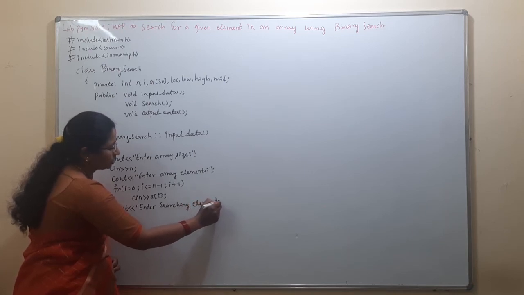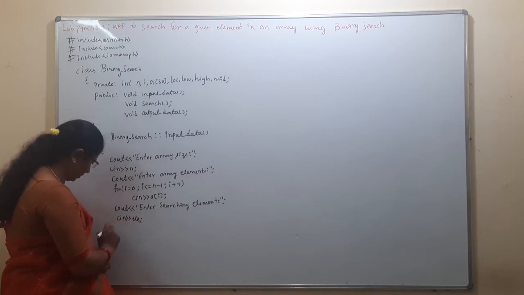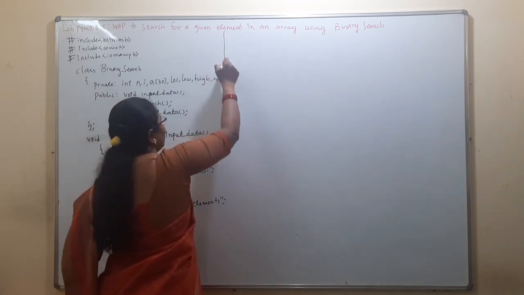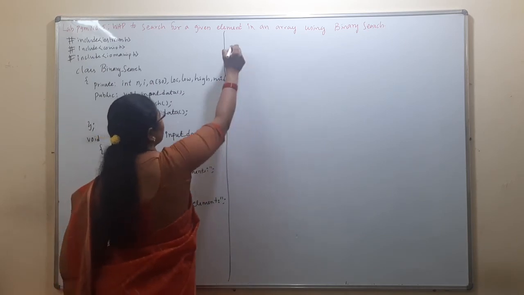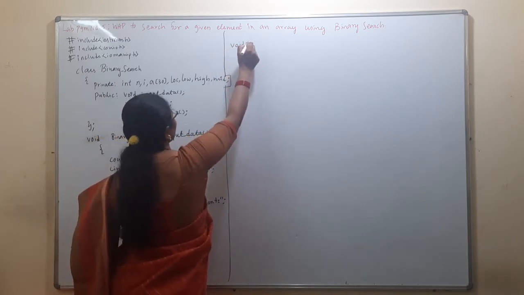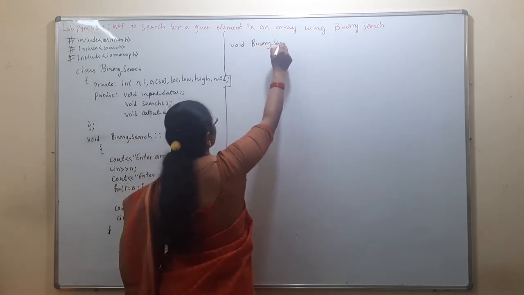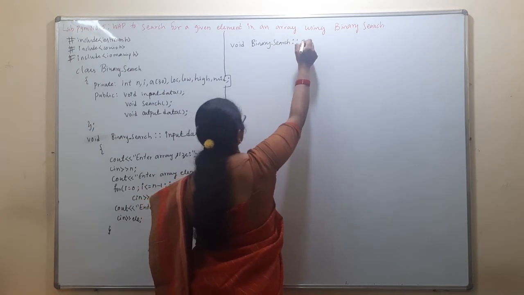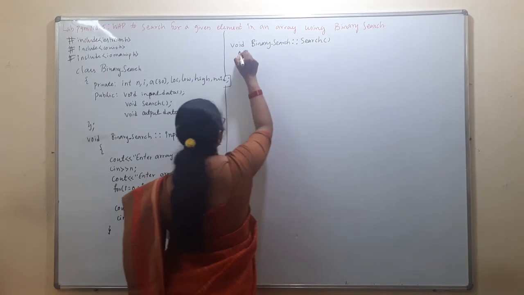It is almost similar to your first program, student. Then enter the element. So this is in your main input data. Then we move for the searching. So void class name binary search, scope resolution operator. Then we are doing a searching process.